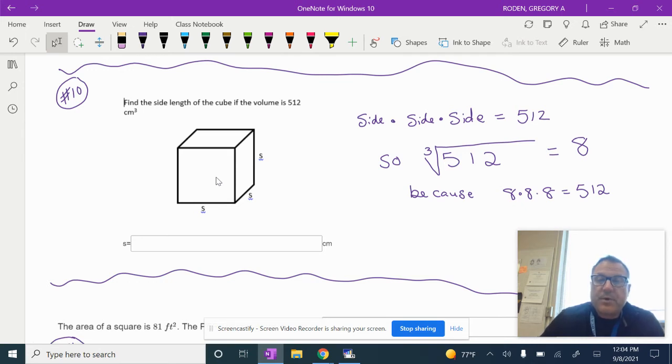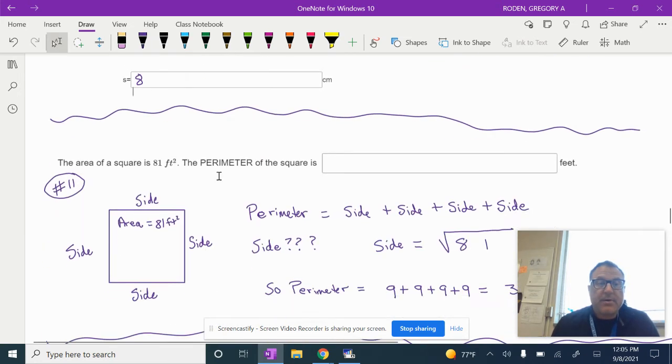This next one is find the length of the cube if its volume is 512. Okay, well, what is a cube? A volume is length times width times height, or side times side times side. So what we're trying to figure out is what number times itself 3 times is 512. Well, you go look at your list and you notice that the cube root of 512 is 8, because 8 times 8 times 8 is 512. So all you would have to put here is 8, because the cube root of 512 is 8. Okay? All right.